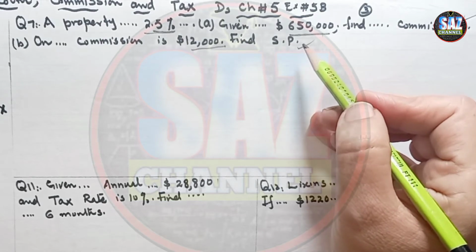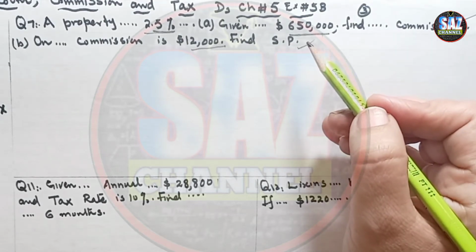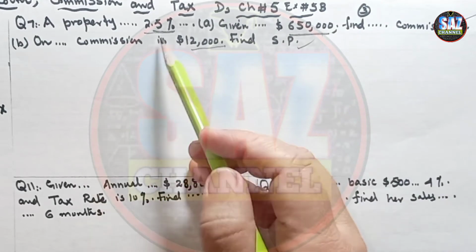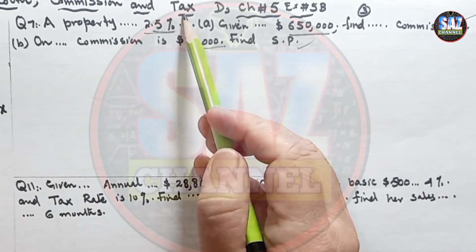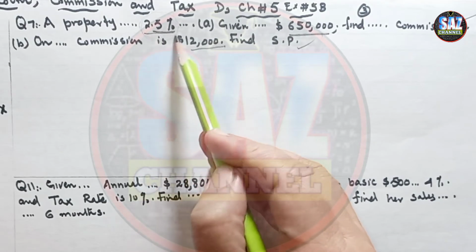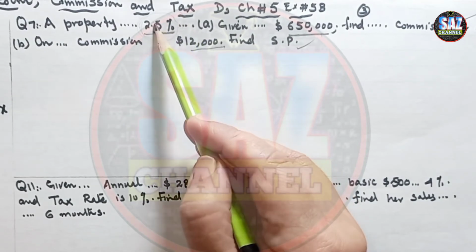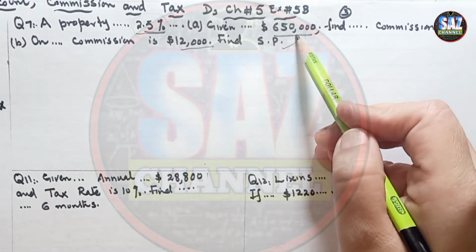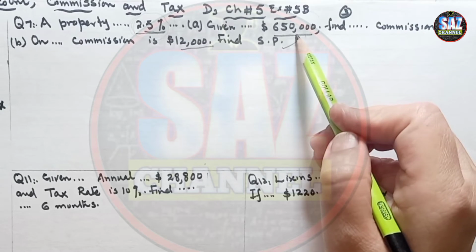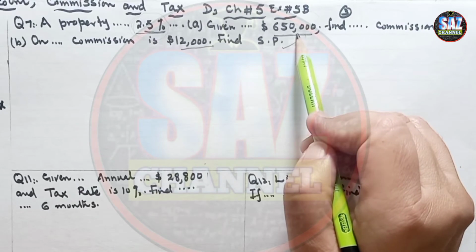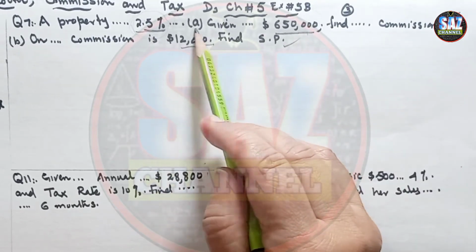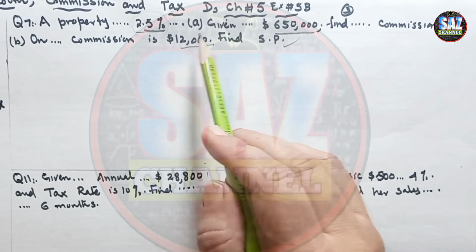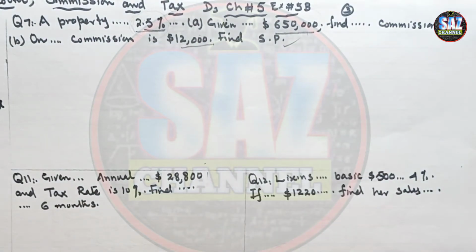Let's move to the solution of the question, and let's read the question again. The property agent is charging a commission of 2.5% on the selling price of the house. In the first part, he's selling the house for 650,000, and we have to find the amount of the commission he is receiving. In the second part, he's selling a house and receiving a commission of $12,000. We have to find the selling price of that house.